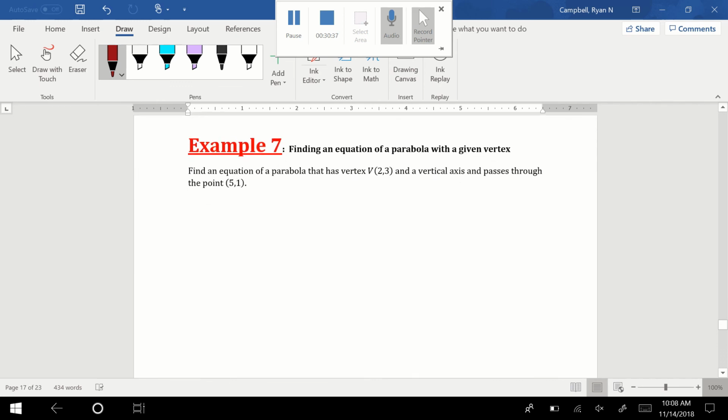All right, so for all these, I've given you the equation, and you've given me the vertices and everything. This time it's going to be the other way around. I give you the vertex and a point, and you give me the equation. For this one, it's definitely going to be easier to use standard position: y equals a times x minus h squared plus k.